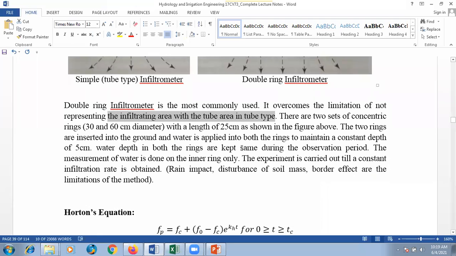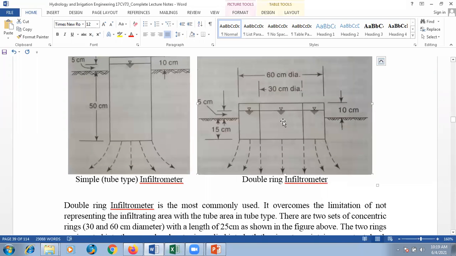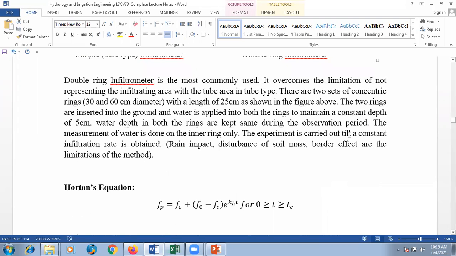Water depth in both the rings is kept the same during the observation period. The measurement of water is done for the inner ring only, that is, the inner 30 centimeter diameter ring only. The experiment is carried out till a constant infiltration rate is obtained.